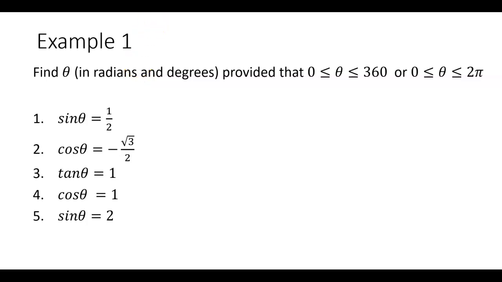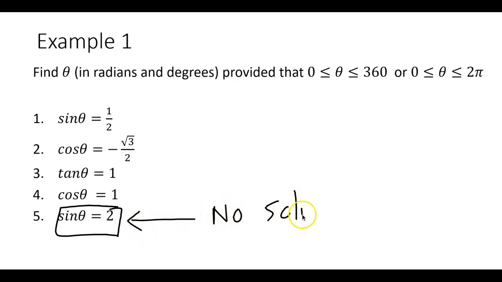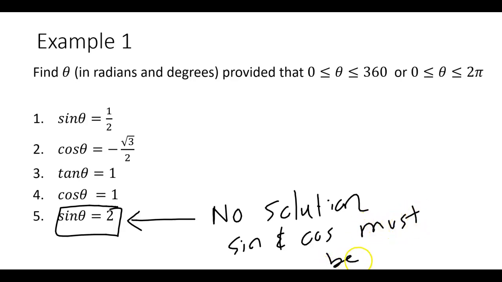And so sometimes, just to trick you, they'll give you questions like this: sine of theta equals 2. But that's impossible. There's no solution to this. And the reason for that is because sine and cosine always have to be between -1 and 1. They can never be greater than 1 or less than -1. They've always got to be somewhere in between there. So there's no solution to these types of questions where it's equal to something greater than 1.